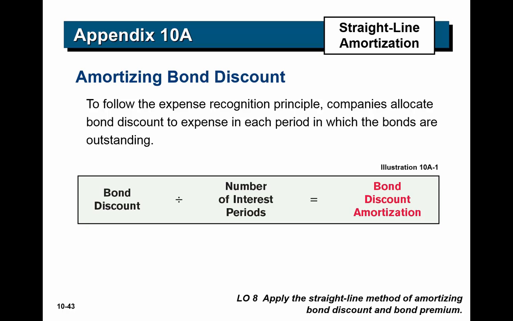The first is called straight line amortization, and the second is called the effective interest method of amortization. I'll quickly go through that concept. To amortize a bond's discount or its premium, we take the amount of the discount or premium and divide it by the number of interest periods. In other words, we're spreading that discount out over the life of the bond.